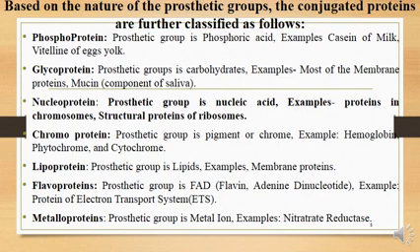We have the lipoprotein. The prosthetic group is lipid. Examples are membrane proteins. We have the flavoprotein. The prosthetic group is FAD, that is flavin adenine dinucleotide. Examples of this are the electron transport system, that is ETS. We have the metalloprotein. The prosthetic group is metal ion. Examples are nitrate reductase.